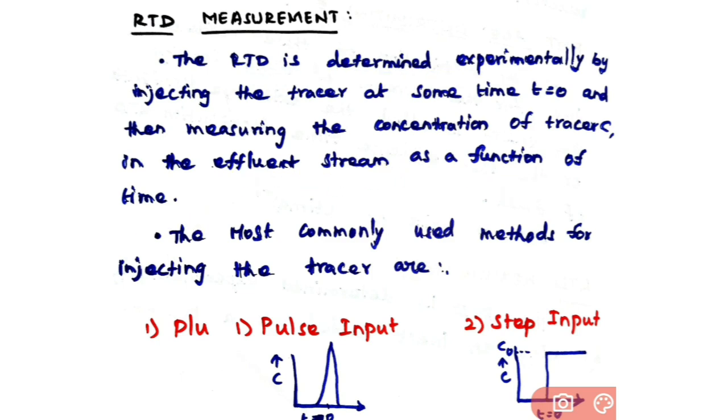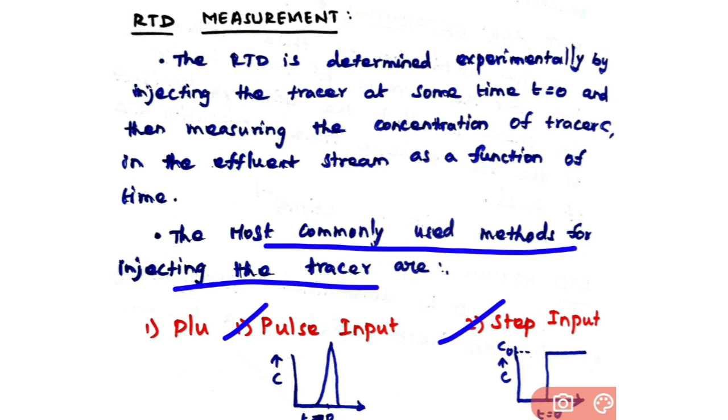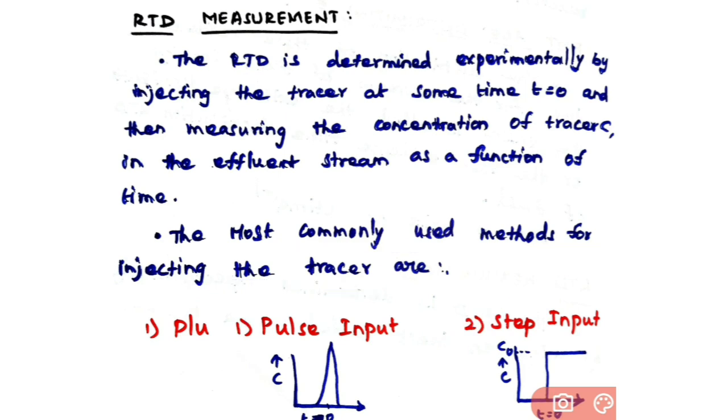So we have to inject the tracer into the reactor. There are many methods to inject the tracer into the reactor, but the most common methods used are the pulse input method and the step input method. In this video we are going to see the pulse input experiment. In the next video we will see the step input experiment.